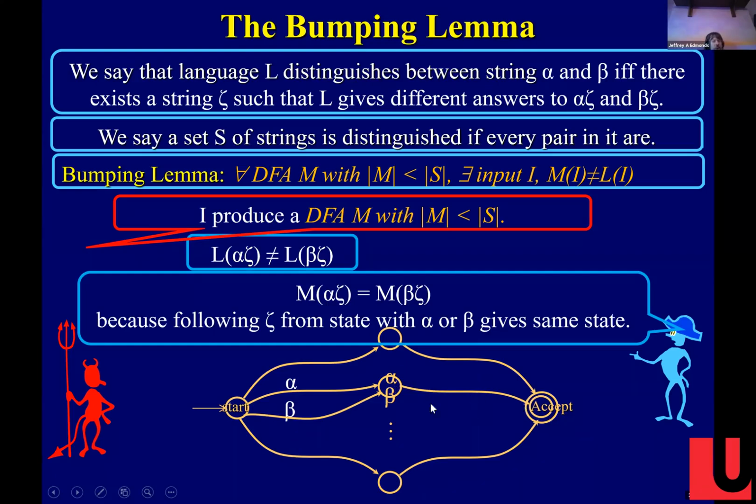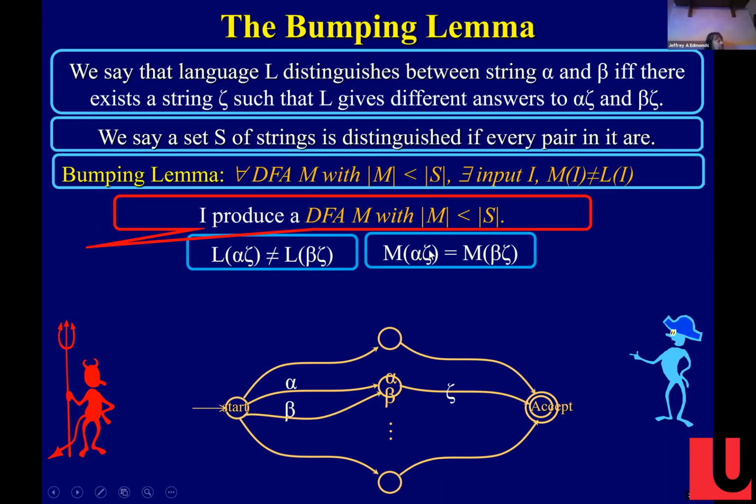It's a deterministic machine. So if I start here and read some zeta, I'm going to get to some state. Suppose I read zeta and get to this state. Then alpha zeta is going to get to this state, and beta zeta is going to get to the same state. That means the machine is giving the same answer to alpha zeta and to beta zeta. But we know that the language gives a different answer to alpha zeta and beta zeta. Everybody follow that?